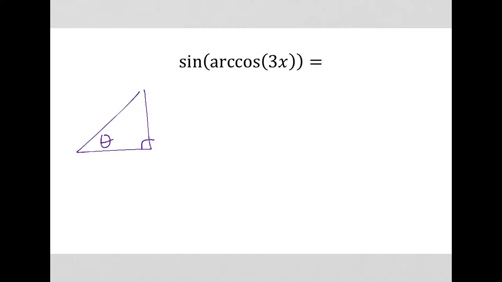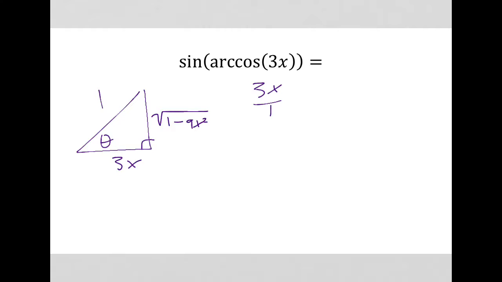We're going to draw a little triangle. And we know we're dealing with arc cosine, which tells us that cosine is adjacent over hypotenuse. So think of this as 3x over 1. Adjacent then is 3x, hypotenuse is 1. If we use Pythag, what do we get? Well, we get 1 minus 9x squared. How did I get that? Use the Pythagorean theorem and work backwards. Make sure you get to that spot.